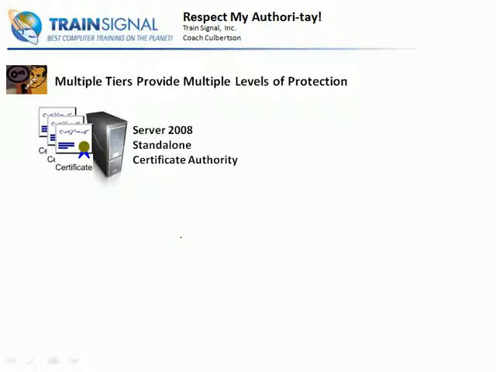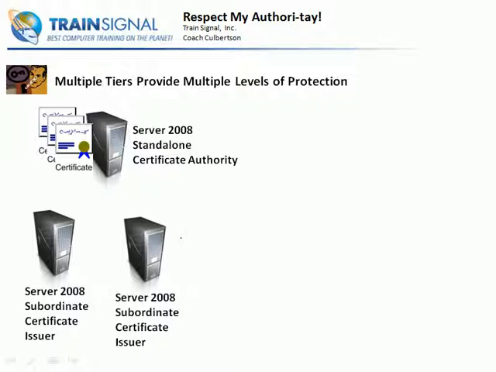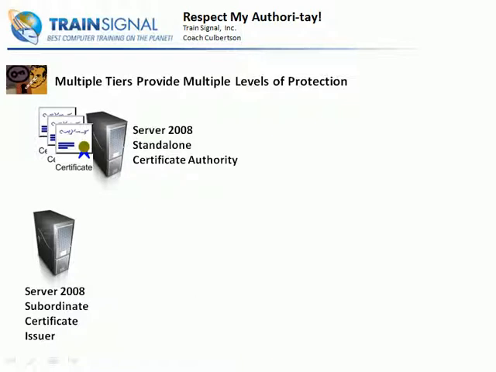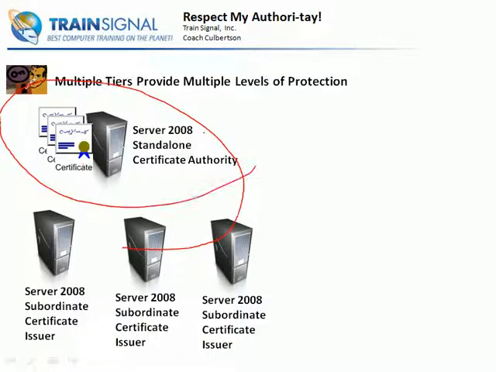A standalone certificate authority is just a Server 2008 machine. It does not have to be part of your domain. It doesn't even have to be a member server. You could take a Server 2008 box, install certificate services on it, and voila, you have a standalone certificate authority. Now, what you're probably going to have is subordinate certificate issuer servers. At least one. You may not have three, I'm just using three for an example, but you're going to be using this as your root CA. This is going to be your root certificate authority.